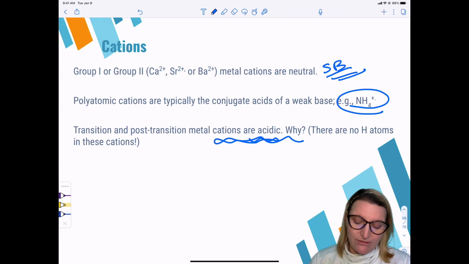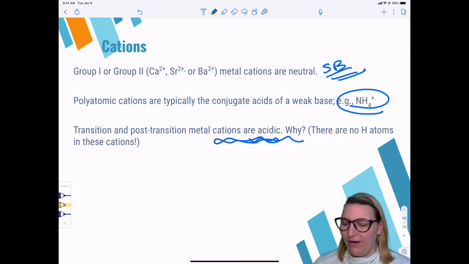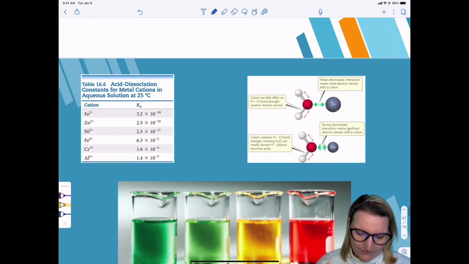Polyatomic cations are typically the conjugate acids of weak bases. We really talk about very few polyatomic cations in baby chem. The only one we talk about is ammonium, NH4 plus. And there's lots of ones that you look at and think, that's a weird ion, I haven't seen that before. And then you go, oh, I can kind of see how that's an amine that has a hydrogen ion with it.